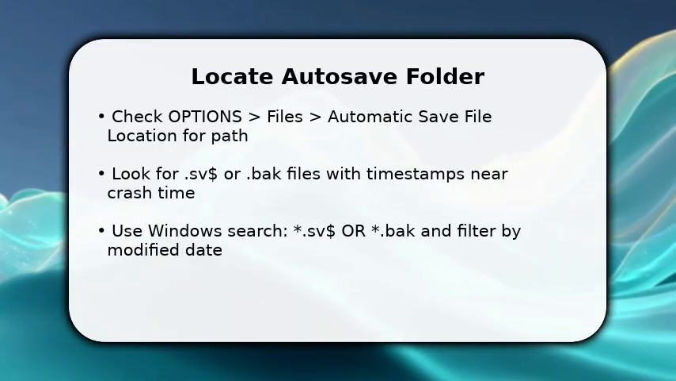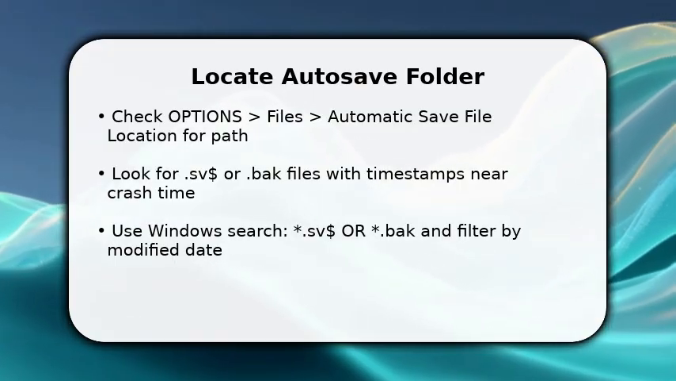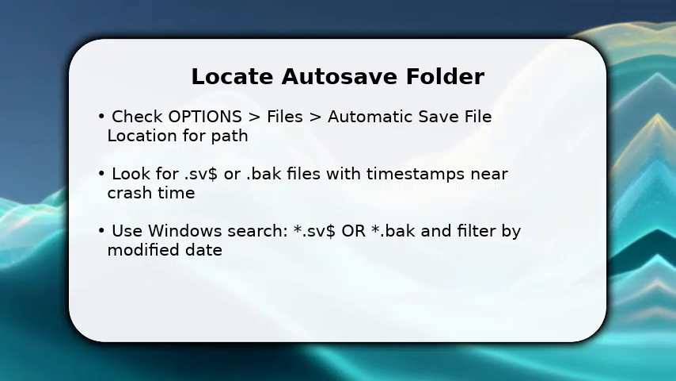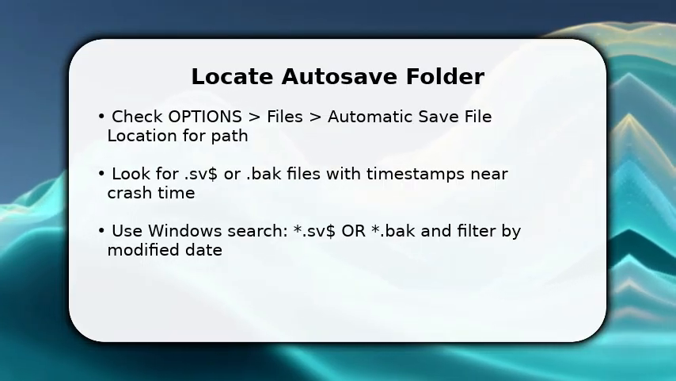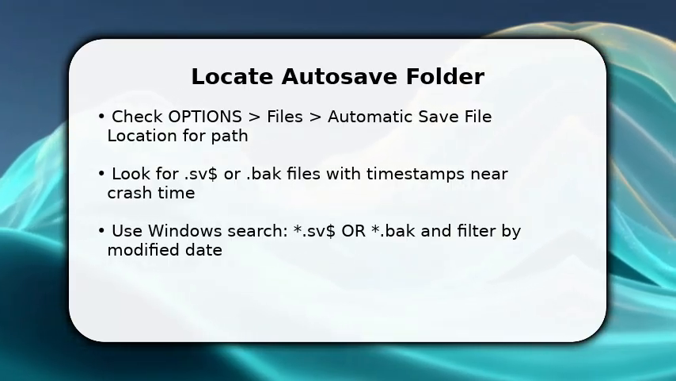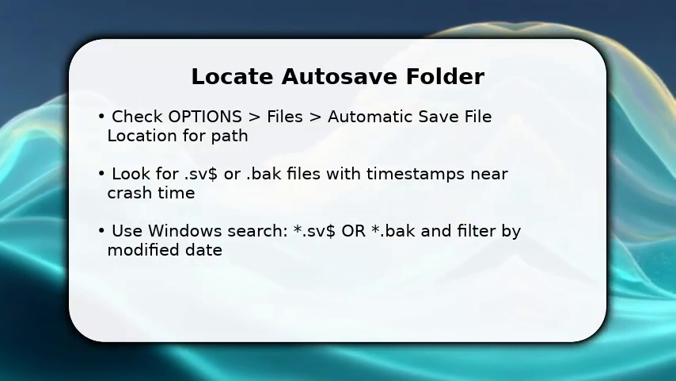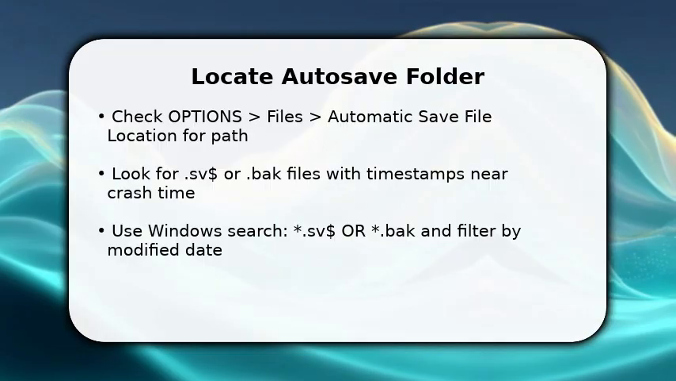You start by finding where AutoCAD stores autosaves. Open Options, go to Files, and read the automatic save file location. Once done, navigate there in File Explorer and sort by date modified to surface recent .SV$ or .bak files. You want files with timestamps matching your lost work. This helps narrow candidates quickly.